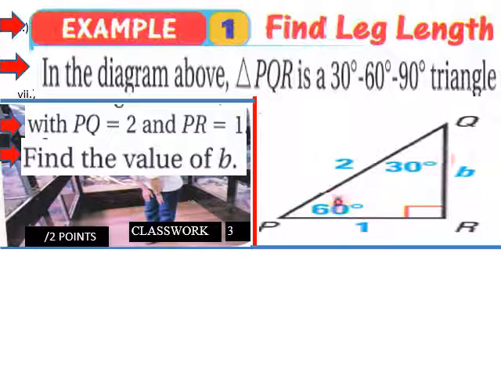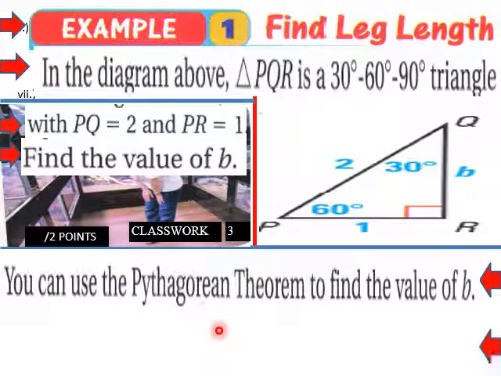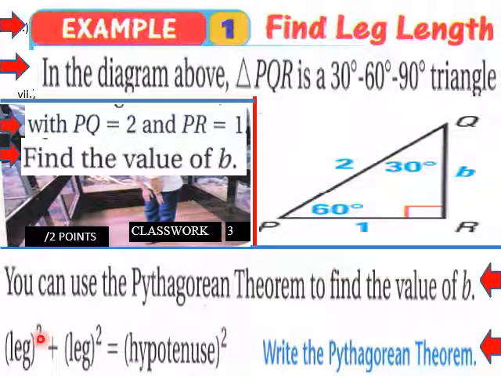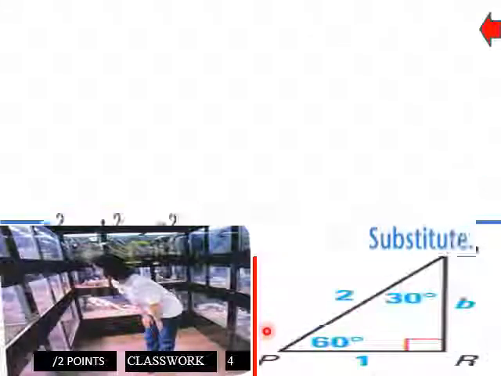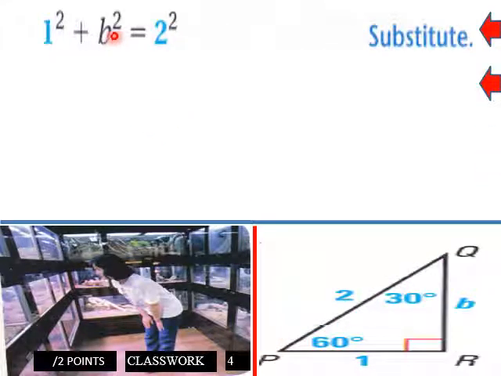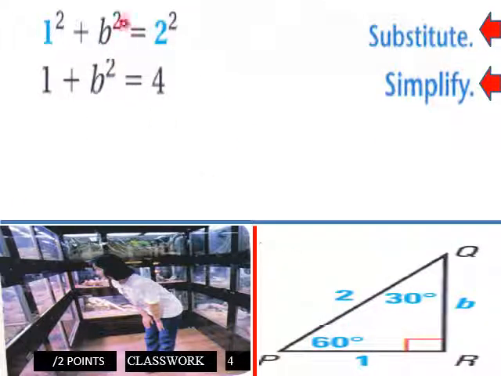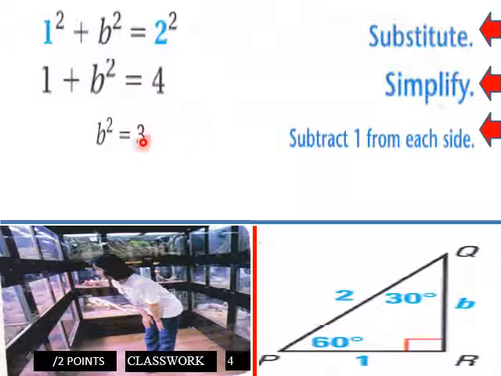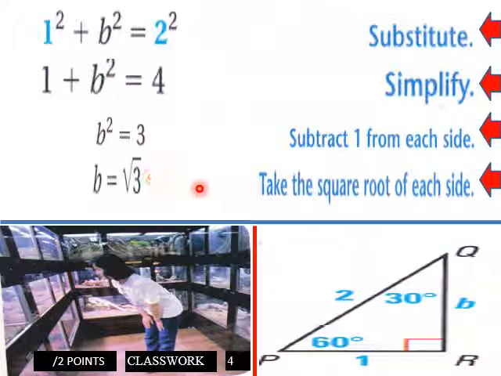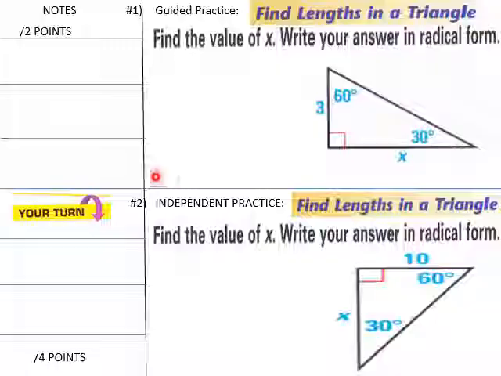So we need to find this value here. Use the Pythagorean theorem, leg squared plus leg squared equals hypot squared. So in this case here, we got 1 squared plus b squared equals 2 squared. So we're trying to find this here. We end up with 1 plus b squared equals 4. B squared equals 3. So b equals square root of 3. So a 1, 2, square root of 3 triangle is kind of like your basic 30-60-90.